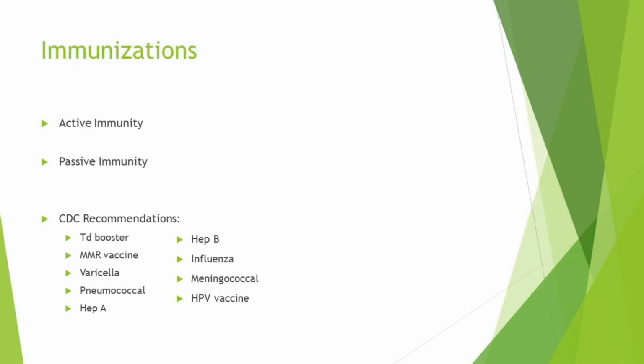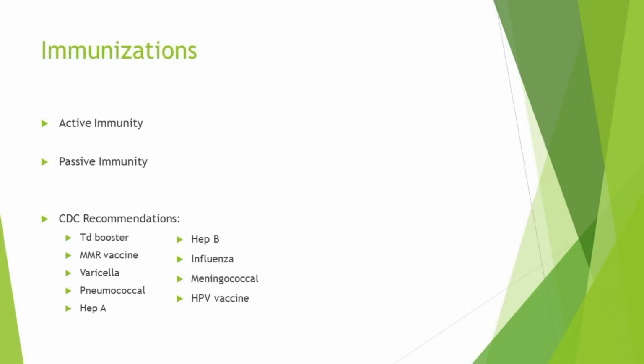You're going to want to know the difference between active immunity and passive immunity. And I'm going to bring in the immunizations into this slide as well. So for active immunity, this is when the body is producing its own antibodies. Passive is when the antibodies are received from an external source. So let's not get confused though here.